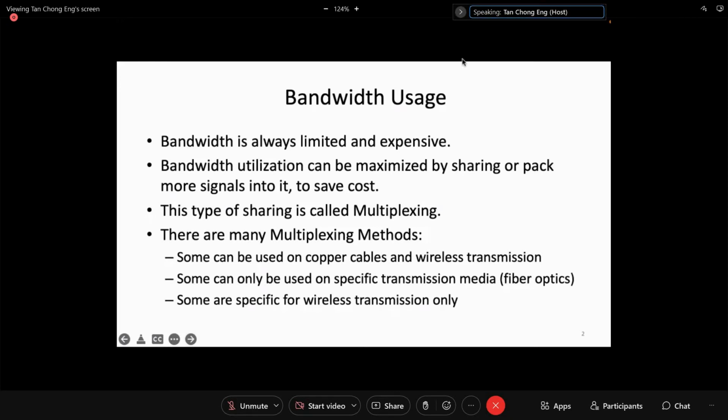Now in the physical layer, there is a technique that we can use to share. We can pack, we can squeeze a lot of different users' data together under the same transmission media. This is the technique we call multiplexing, and it has been widely used. Remember, this multiplexing technique happens in the physical layer, not at a higher layer, meaning it happens at the signaling level.